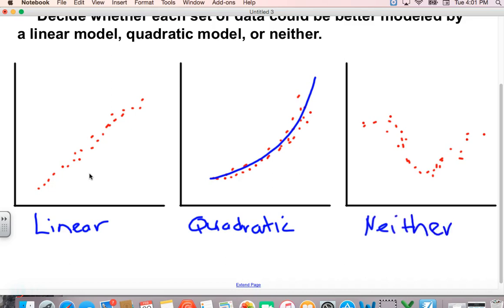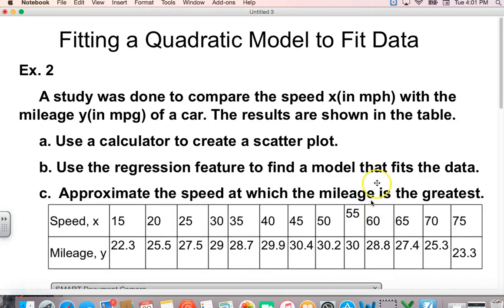So first you need to be able to just identify them by the shape. I'm not going to spend much more time on this. Just make sure you all understand a straight line is linear, a parabola or U shape is quadratic, and something different is going to be neither. So let's actually practice doing some quadratic models.